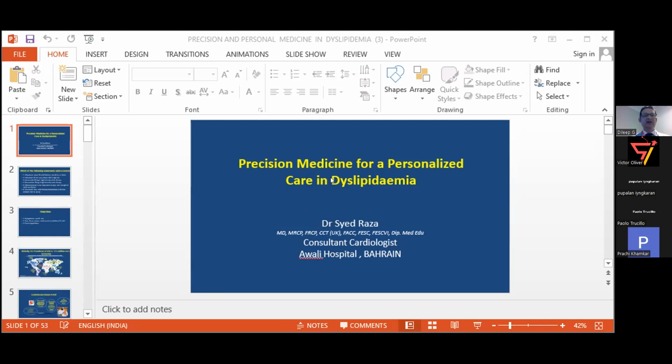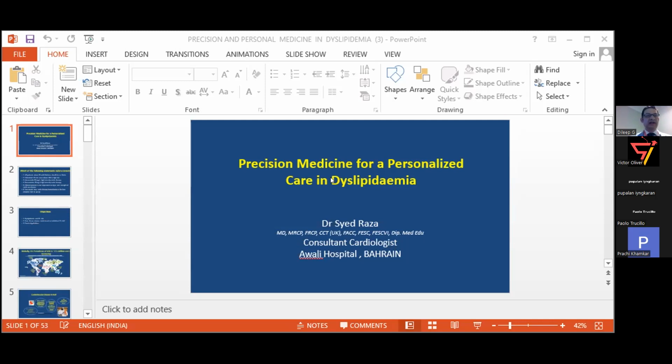The third category are those patients who are diabetic and between the ages of 40 to 75. And if the calculated risk is more than 7.5% for the 10 years atherosclerotic risk, then you have to use high intensity statin. If the risk is less than 7.5%, then you can use moderate intensity statin.